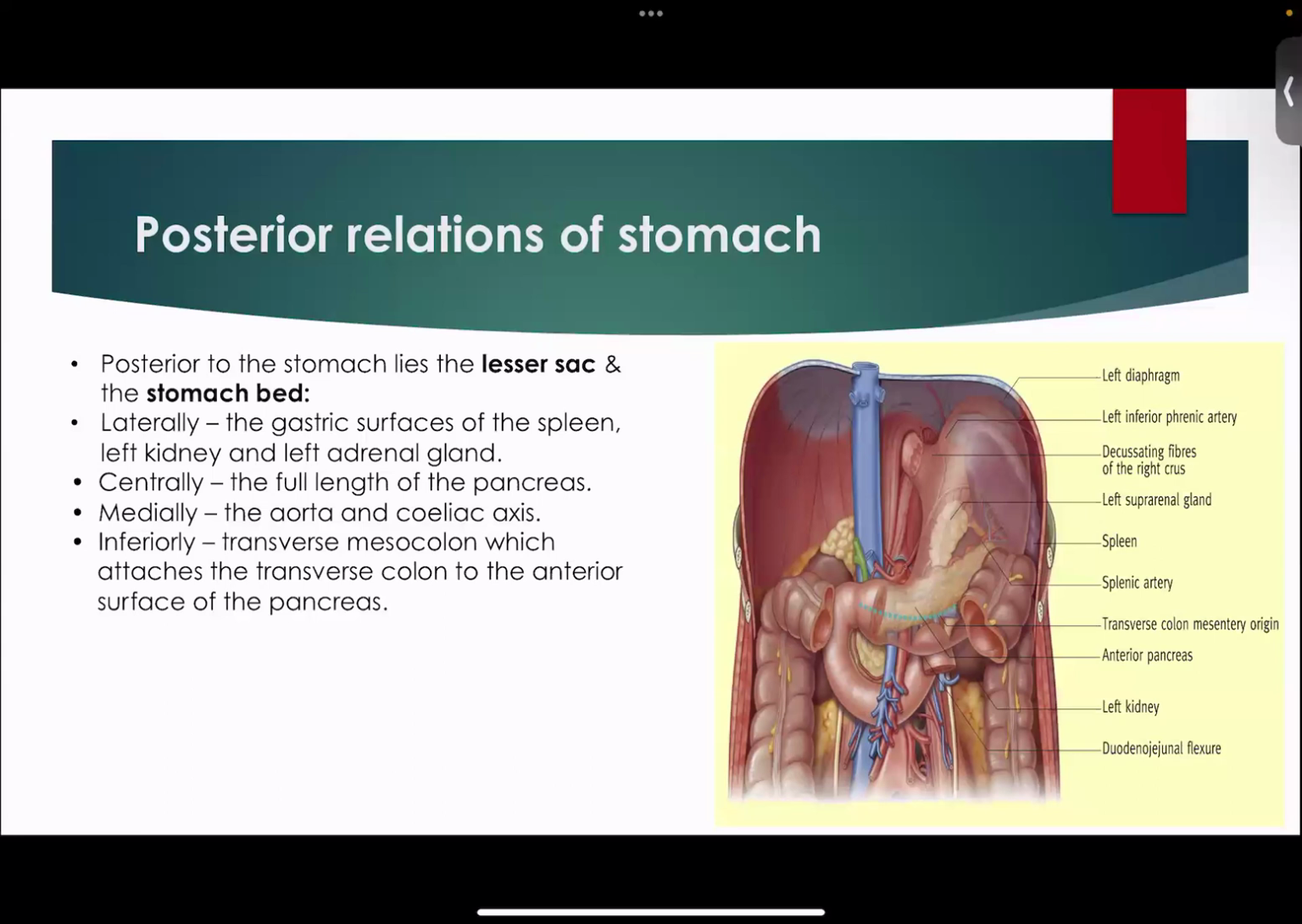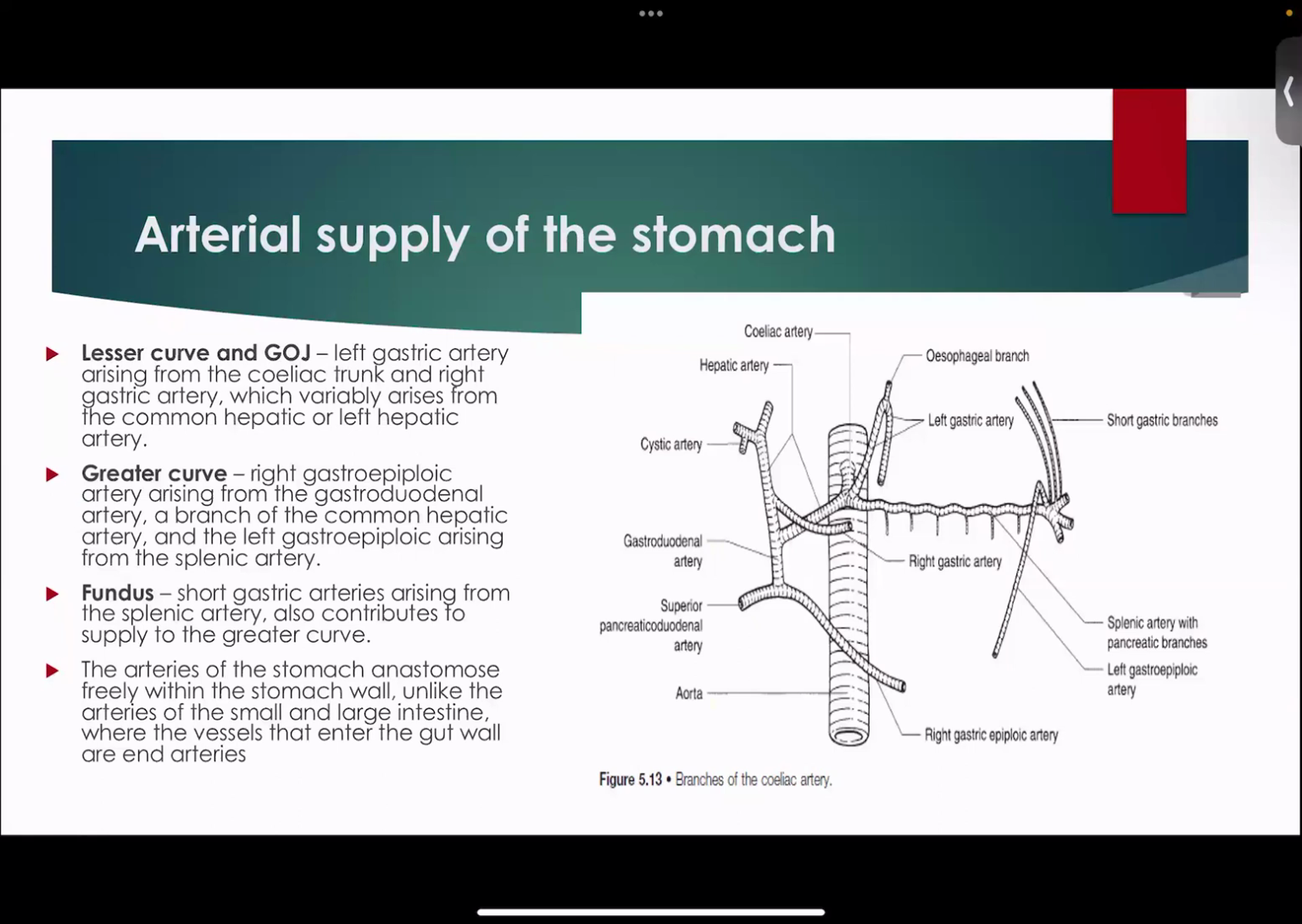The arterial supply of the stomach, according to the regions of the stomach. The lesser curve is supplied by two vessels, mainly from branches of the celiac trunk: the left gastric artery, which is a main branch from the celiac trunk, and the right gastric artery, which is a small branch from either the hepatic artery proper or the left hepatic artery.